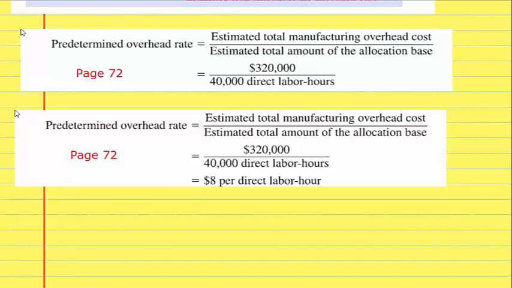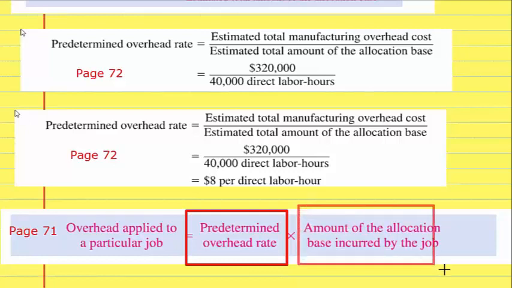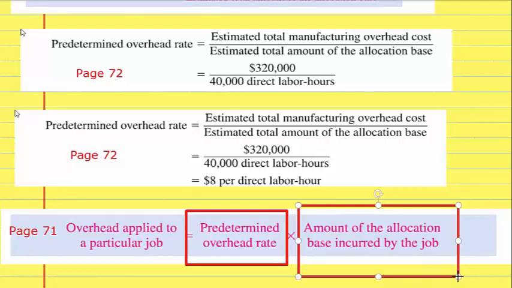So this is our indirect way of allocating overhead to production. That's step one. Step two is we apply or allocate overhead to a particular job by multiplying that overhead rate times the actual amount of activity used to complete that job. So if it takes 10 hours of direct labor, we're going to allocate $80 in overhead. If it takes 4 hours of direct labor, we will allocate $32 in overhead to a particular job.